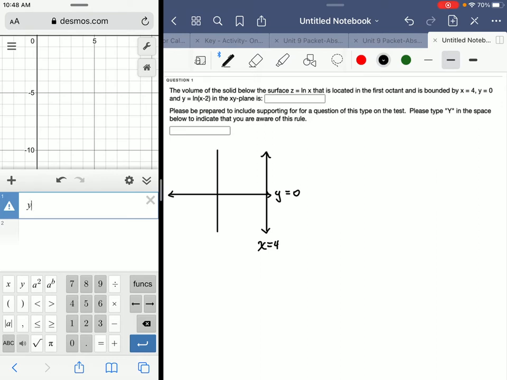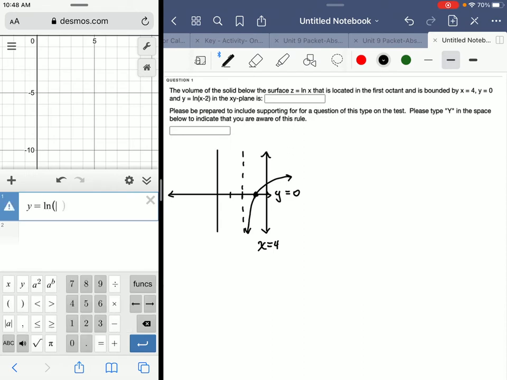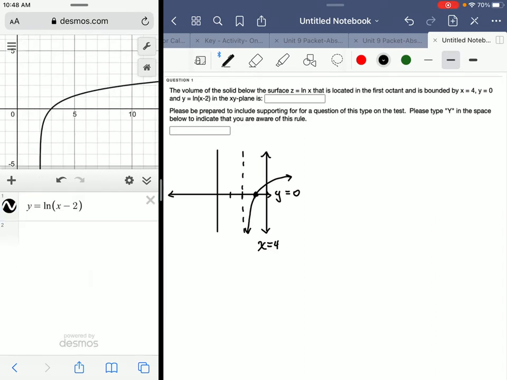You just need your vertical asymptote, which is at 2, and your x-intercept, which is going to be at 3. Let me just scale it a little bit better. So vertical asymptote, x-intercept. It's going to look something like this. But you could also, like I said, put it in Desmos. Y equals ln, just type in the ln this time, of x minus 2. And you get that graph.